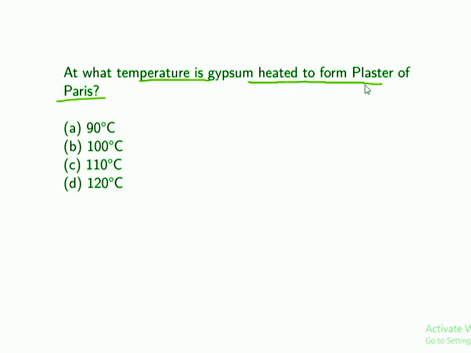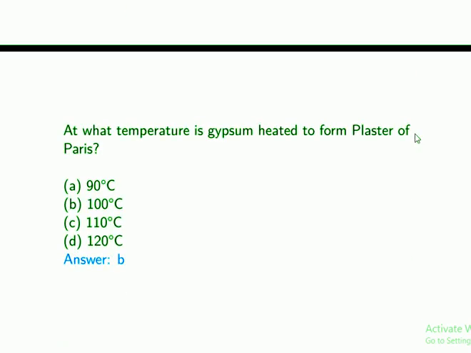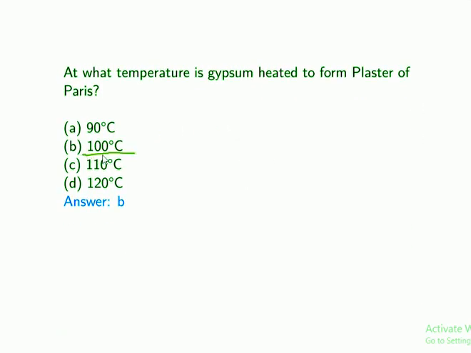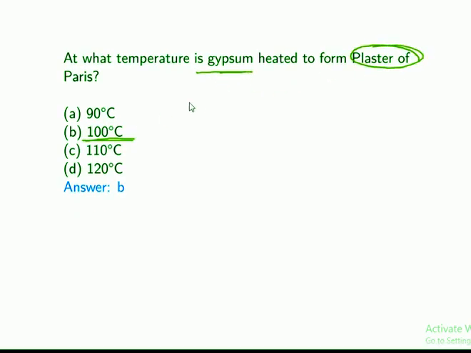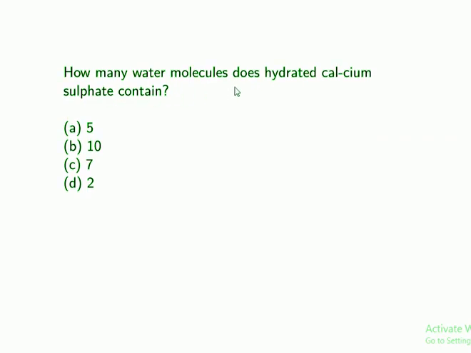At what temperature is gypsum heated to form plaster of Paris? So plaster of Paris contains gypsum, you know it, right? So this gypsum is heated to form plaster of Paris. So what is the exact temperature? The exact temperature is nothing but 100 degree Celsius. So at 100 degree Celsius, if we heat gypsum, we are going to get plaster of Paris.